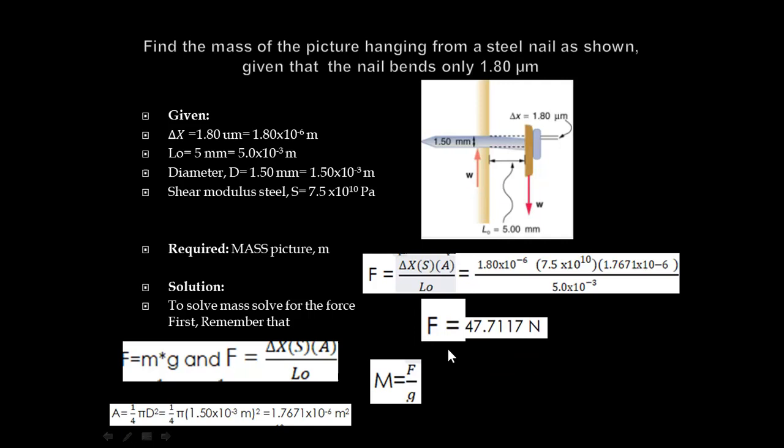Finally, to solve the mass of the picture as m, we divide the force by the gravitational acceleration. Simplifying this gives us 4.8685 kilograms as our final answer. Hence, the picture is quite heavy. This is in kilograms.